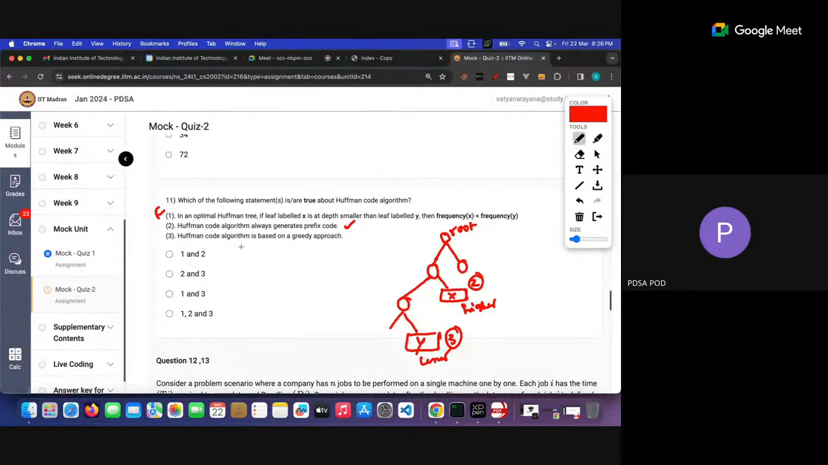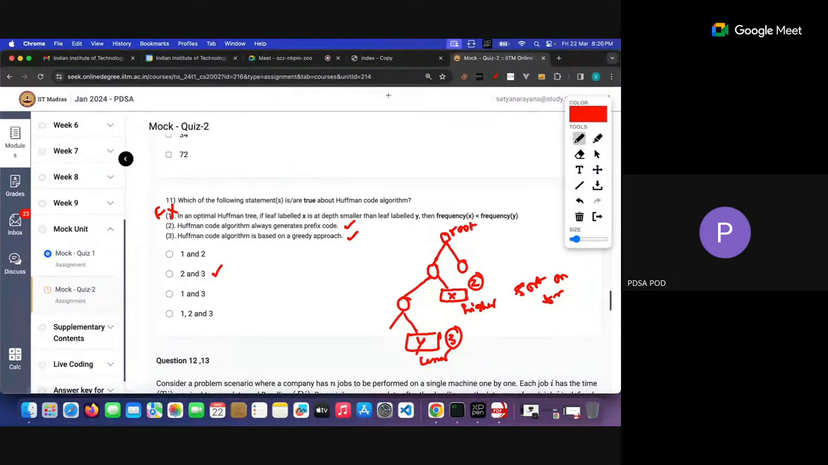Huffman code algorithm is completely based on a greedy approach. Yes, because we try to sort on frequencies. So lower frequencies, then we go to higher frequencies, then to the higher, and keep on going. So it's a greedy approach. Definitely it's greedy. One of the problems using the greedy method is Huffman coding. So the right choices are, this first one is wrong. Second and third are right. These two are right. This is exactly it.